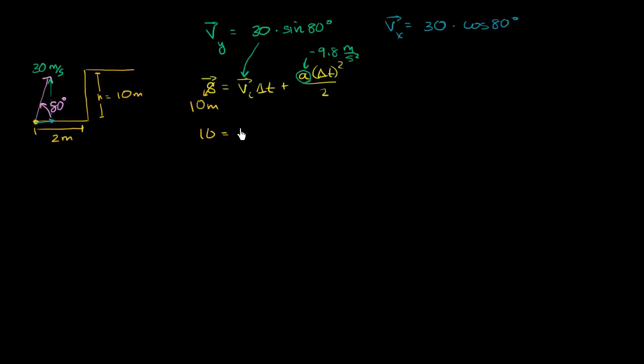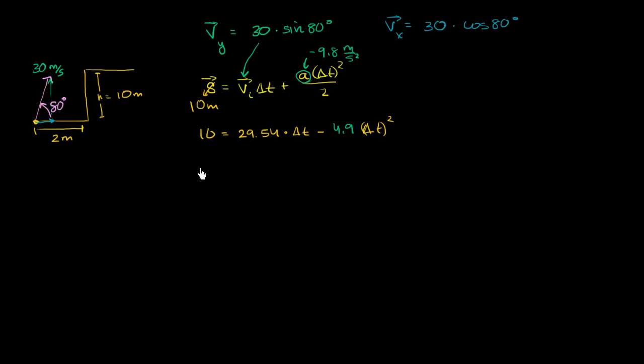29.54 times our change in time. And this is negative 9.8 divided by 2, so it's negative 4.9 meters per second squared, times delta t squared. I'm not writing the units here. And then we could subtract 10 from both sides and write this in a traditional quadratic equation form.